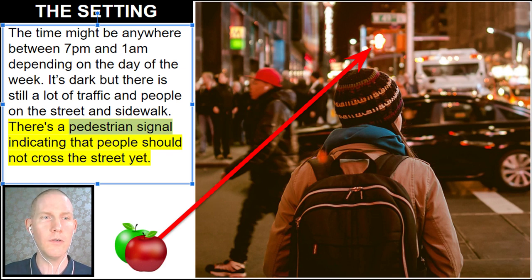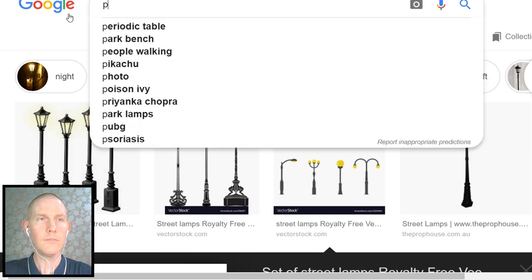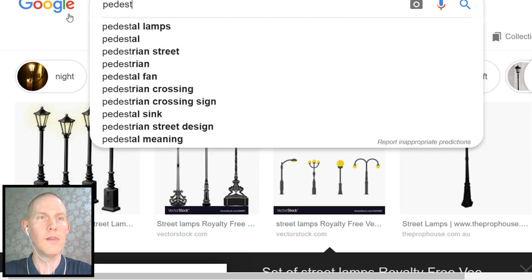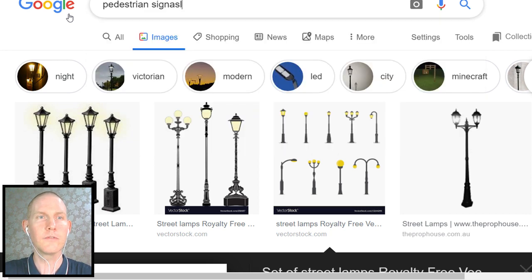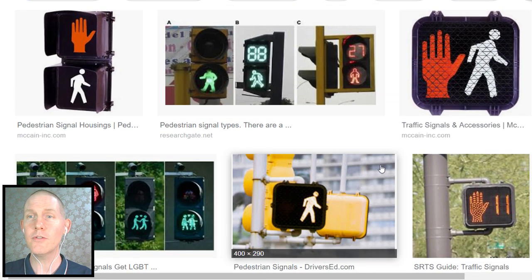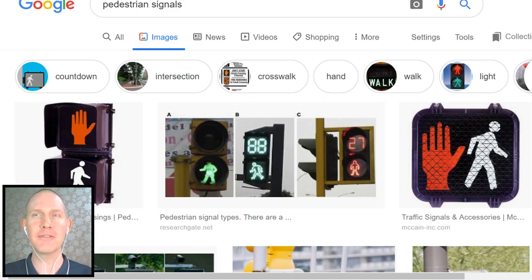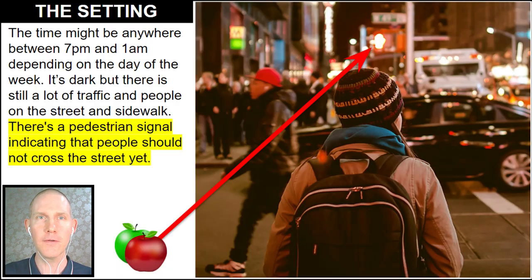Let's take a look at some pictures of pedestrian signals, to make sure that we understand what we're talking about. Pedestrian signals. They tell you when to walk and when to stop. Not everybody follows them, but they are there for our protection, whether or not we choose to follow them. Okay, let's go back.